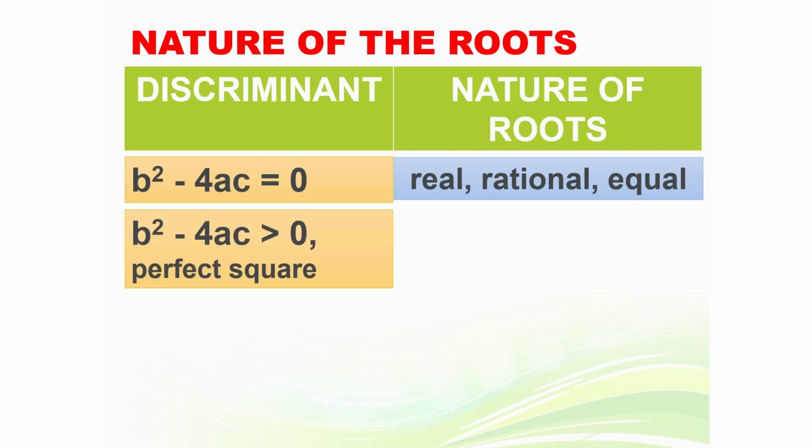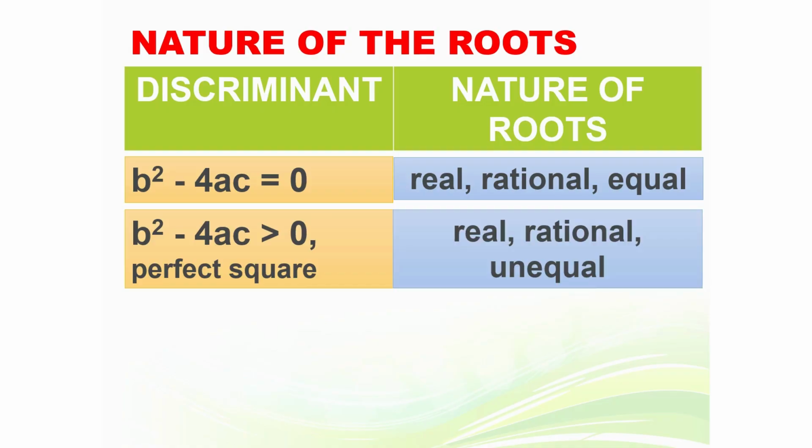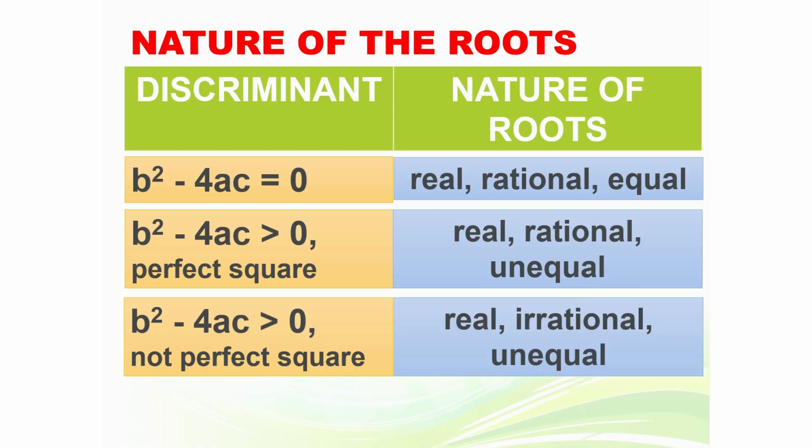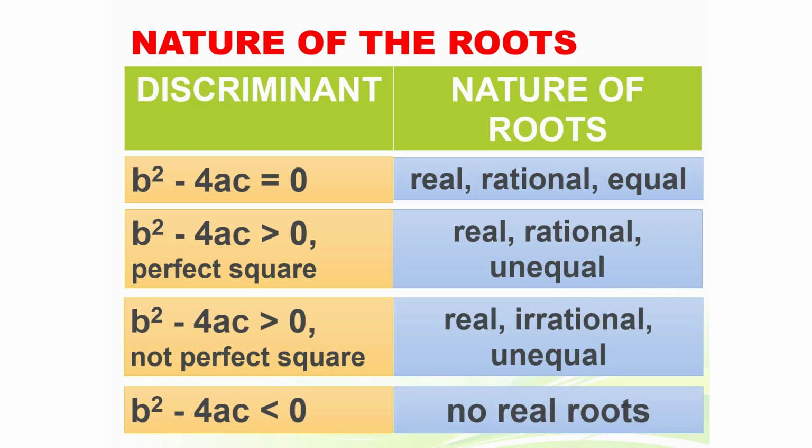If the discriminant is greater than 0 and a perfect square, then the nature of the roots is real, rational, and unequal. Another is if the discriminant is greater than 0 but not perfect square, then the nature of the roots is real, irrational, and unequal. And lastly, if the discriminant is less than 0 or negative numbers, then the roots are not real.